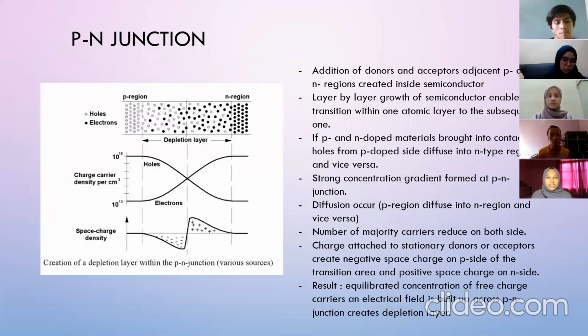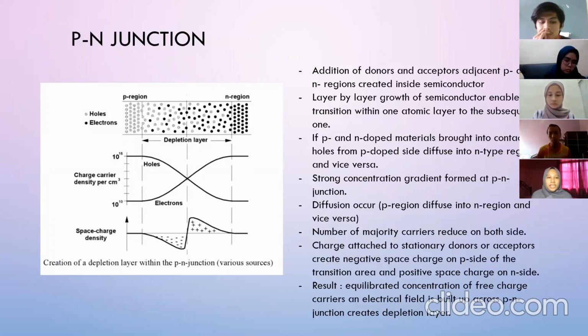Since the semiconductor only involves the internal photoeffect, in order for the internal photoeffect to function, it requires a p-n junction. How does a p-n junction actually work? With the addition of donors and acceptors, adjacent p and n regions, as you can see on the left-hand side, are created inside the semiconductor. Layer-by-layer growth of the semiconductor enables transition within one atomic layer to the subsequent one.